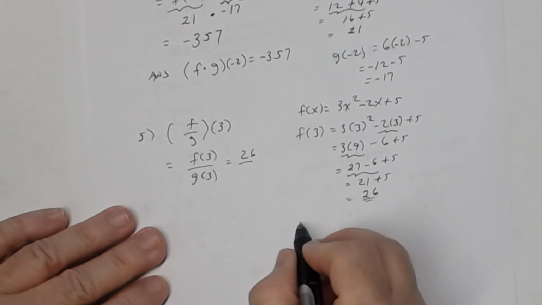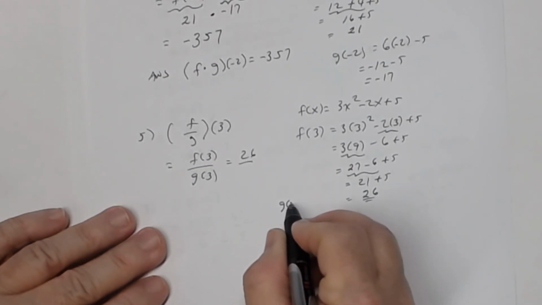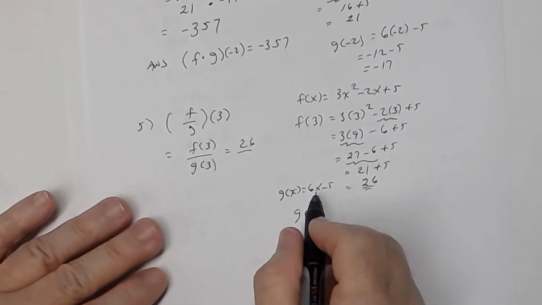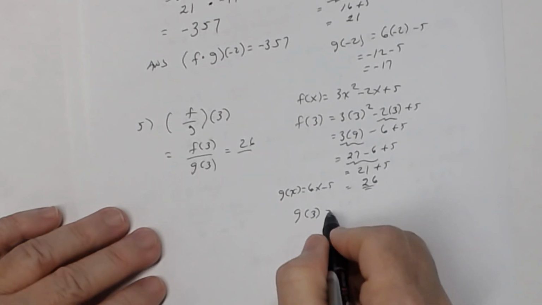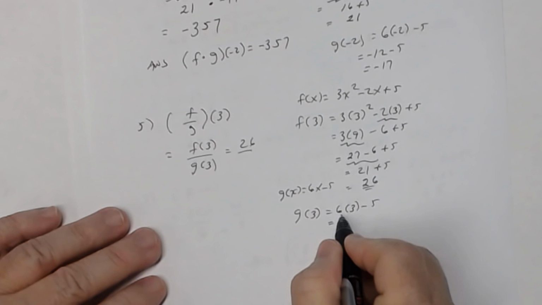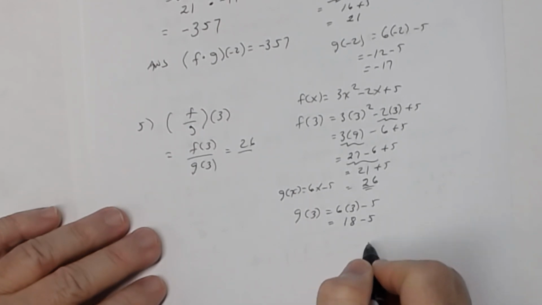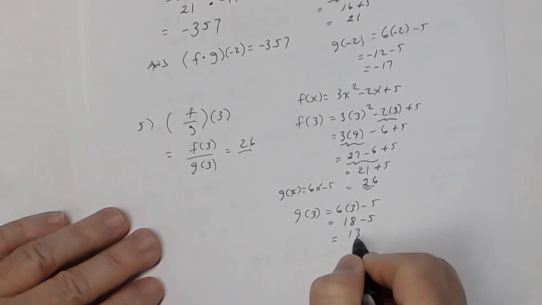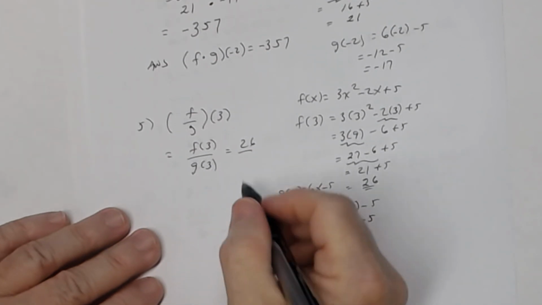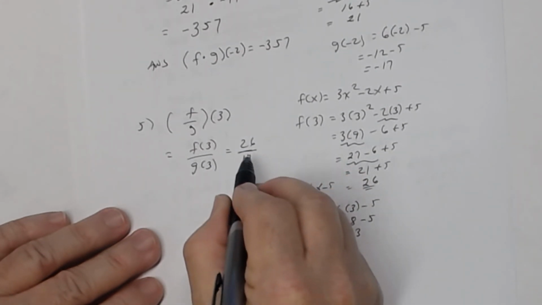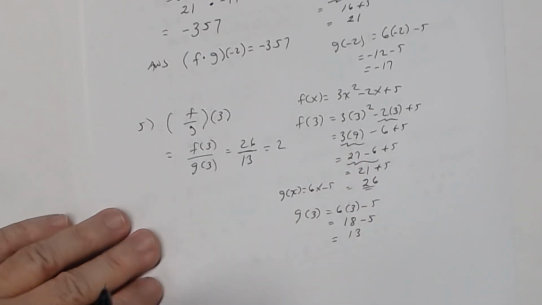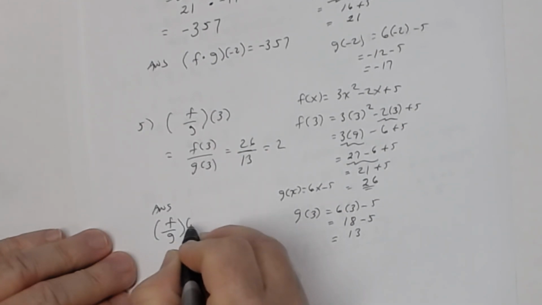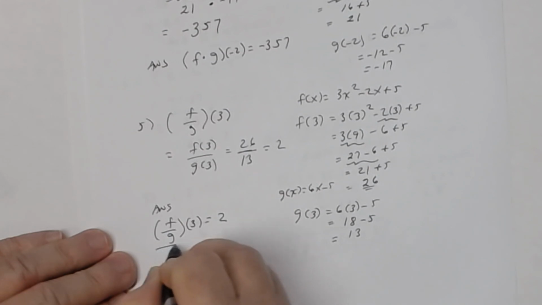Now we find g of 3. g of x is 6x minus 5. Wherever you see the variable x, I'm going to substitute 3. So I get 6 times 3 minus 5. 6 times 3 is 18, and 18 subtract 5 is 13. Therefore g of 3 is 13. So that becomes 26 divided by 13, which reduces to 2. So the answer is: f divided by g evaluated at 3 is equal to 2.